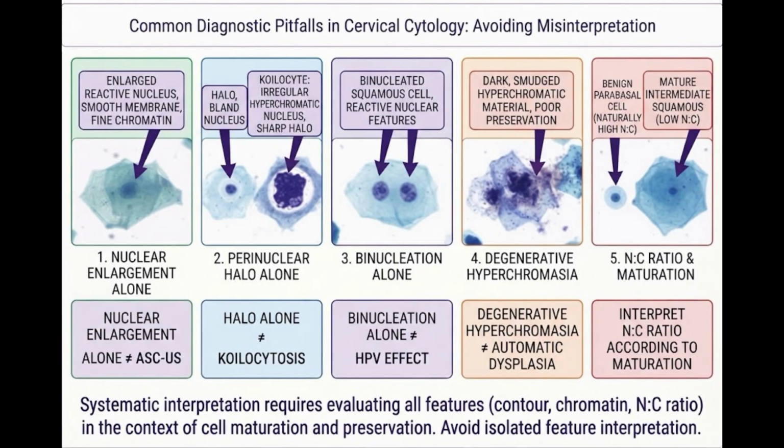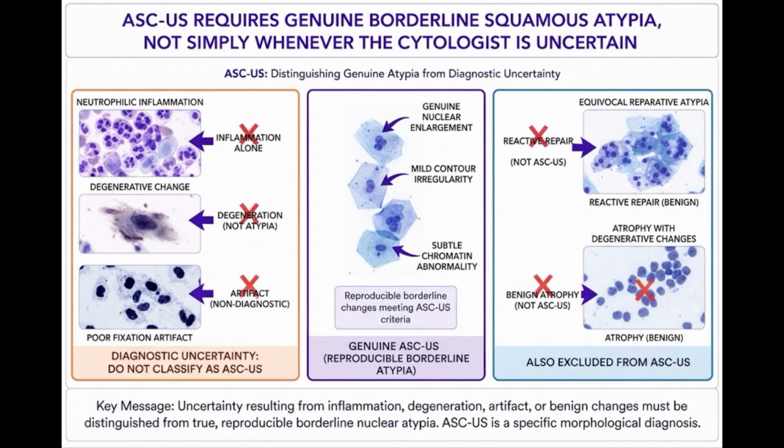Several shortcuts must be avoided. Nuclear enlargement alone does not establish ASCUS. A perinuclear halo alone does not establish koilocytosis. Binucleation alone does not establish HPV effect. Degenerative hyperchromasia does not automatically indicate dysplasia, and a high N:C ratio must always be interpreted according to cell maturation. ASCUS should therefore be used for genuine borderline squamous atypia, not simply whenever the cytologist is uncertain.